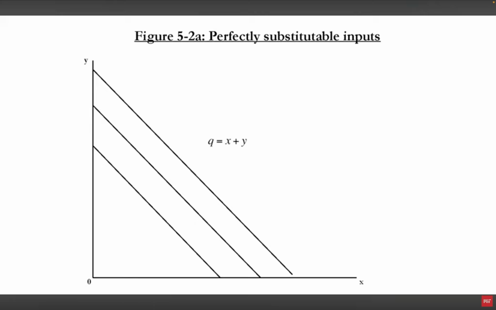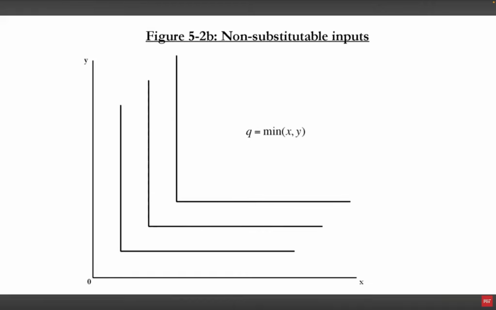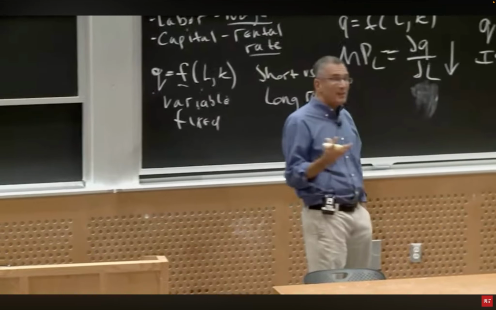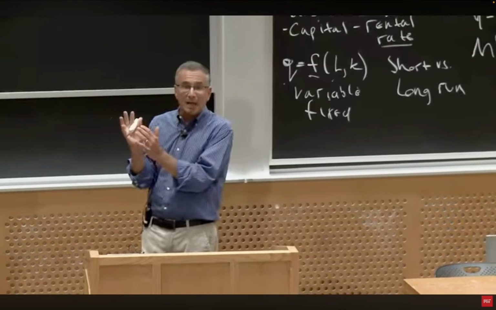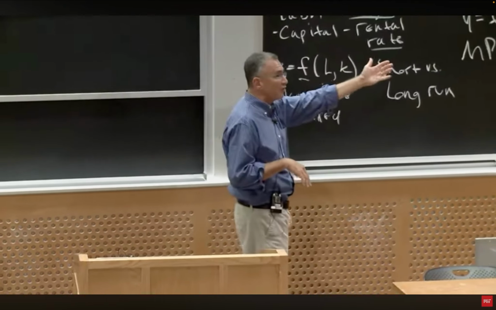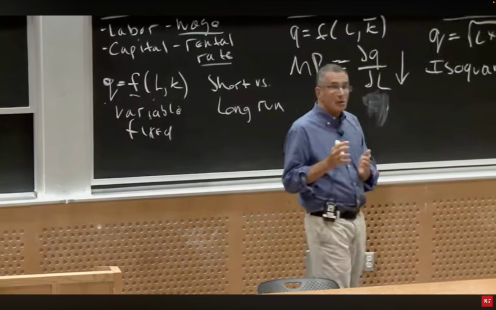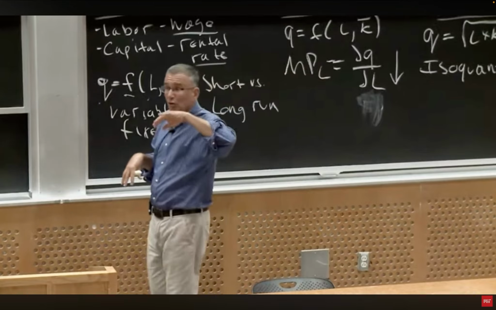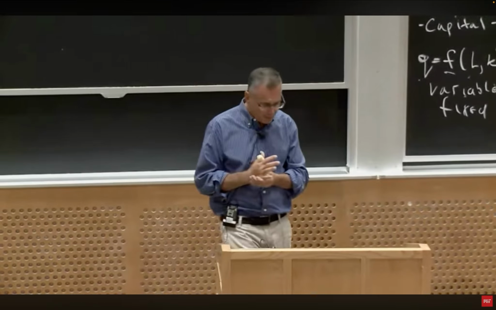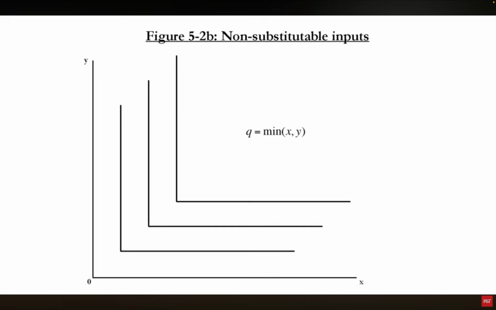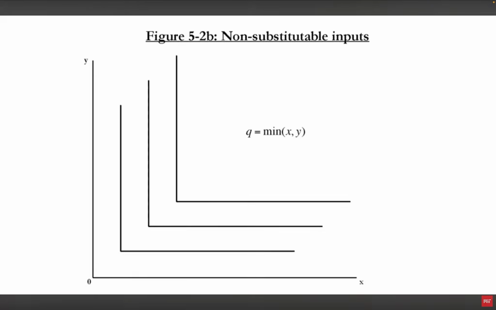On the other hand, consider something like figure 5.2b on the other side of the page. These would be non-substitutable inputs, so that the production function is Q equals the min of x and y. For example, think of these like cereal and cereal boxes. For every amount of cereal you've got to have a box. If you only have one box, it doesn't matter how much cereal you have, it's just going to sit there. You need more boxes. Just like the indifference curves for left shoe, right shoe, these are things which are non-substitutable. They can't substitute for each other at all. And in that case, you get these squared isoquants.